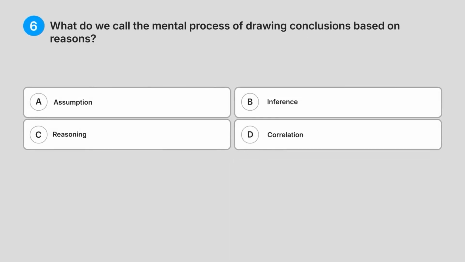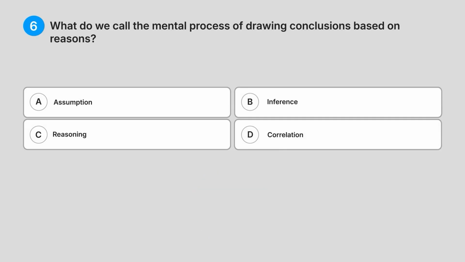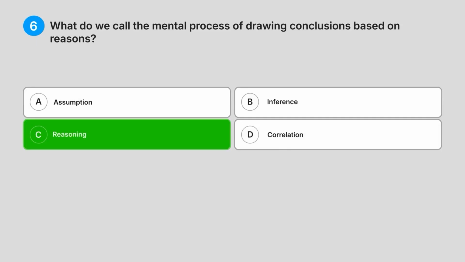Six. What do we call the mental process of drawing conclusions based on reasons? A. Assumption. B. Inference. C. Reasoning. D. Correlation. Do you know the answer? Correct answer, C. Reasoning.